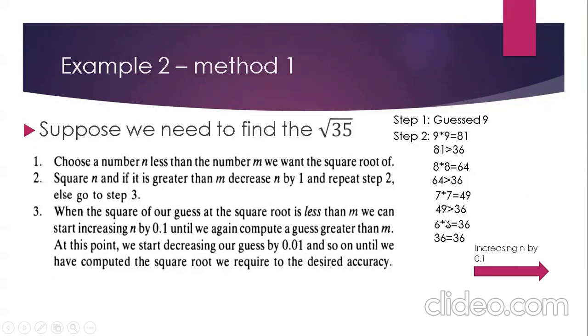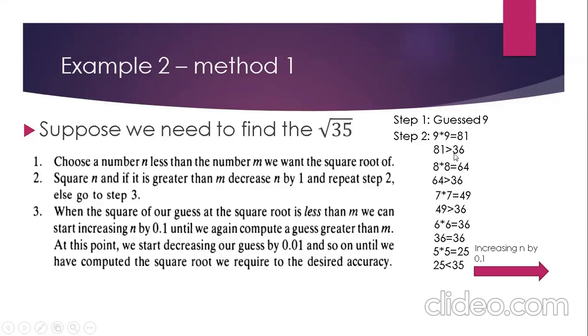Next is 6 into 6, which is 36. But what we need is 35, not 36. So we try the next one, which is 5. When we pick 5, 5 into 5 is 25. Now it goes to step 3, because it says that if the square root value that you have obtained is less than m, as 25 is less than 35, then we think about another step.